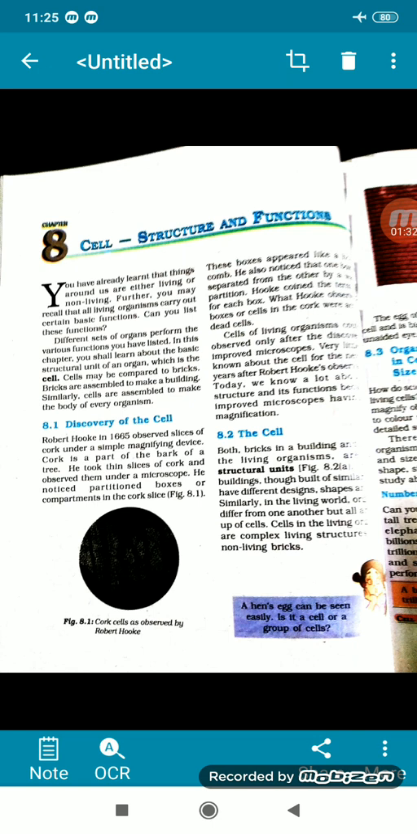Now we go to the point 8.2, the cell. Please underline this. Both bricks in a building and cells in living organisms are basic structural units. Figure 8.2 A and B. Please see the figures. The buildings, though built of similar bricks, have different designs, shapes and sizes. Similarly, in the living world, organisms differ from one another, but all are made up of cells. Cells in living organisms are complex living structures, unlike non-living bricks.